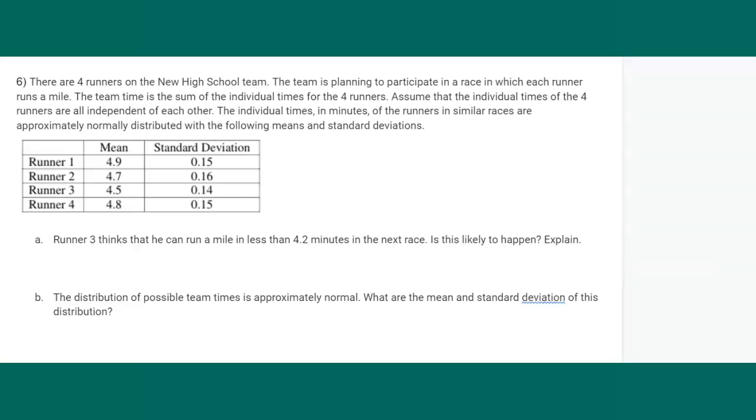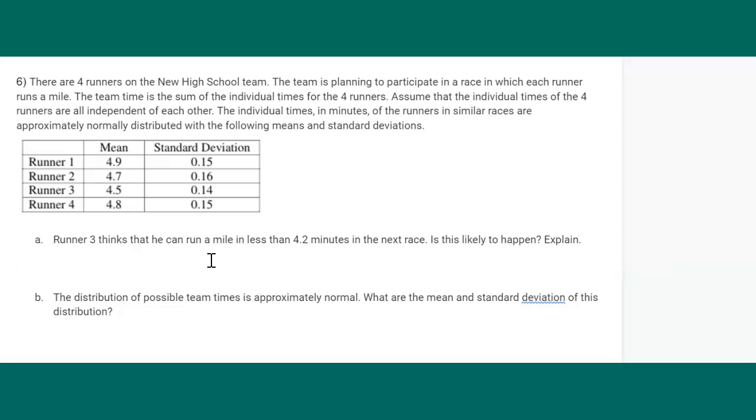Runner 3 thinks that he can run a mile in less than 4.2 minutes in the next race. Is this likely to happen? Explain. Okay, so this is a normal CDF problem, right? Here's runner 3. His average time is 4.5. It has a standard deviation of 0.14. What's the probability that his running time is less than 4.2 minutes?